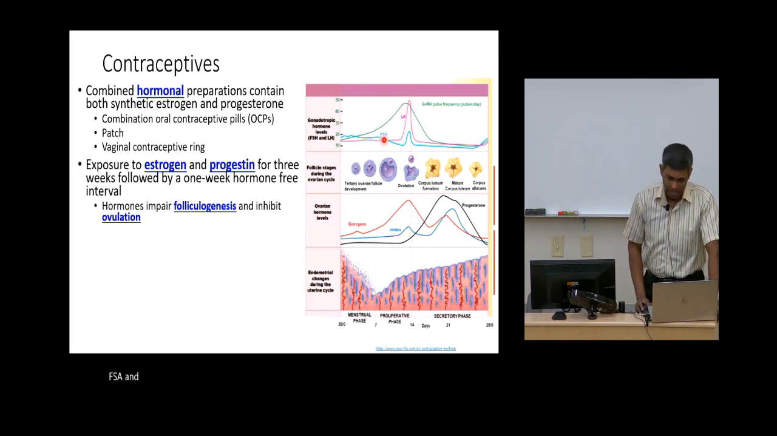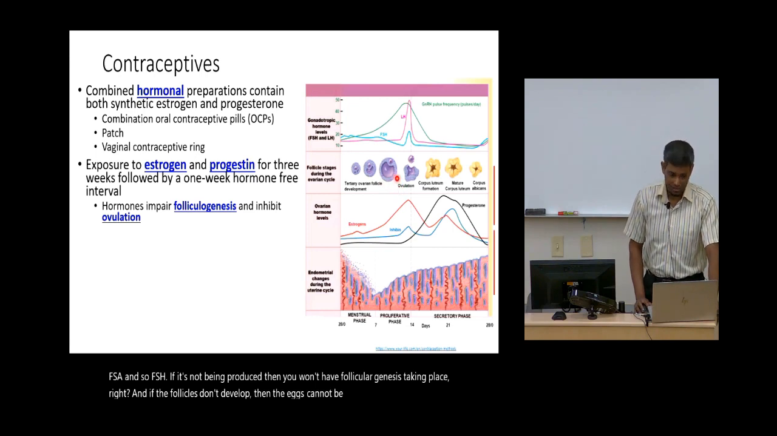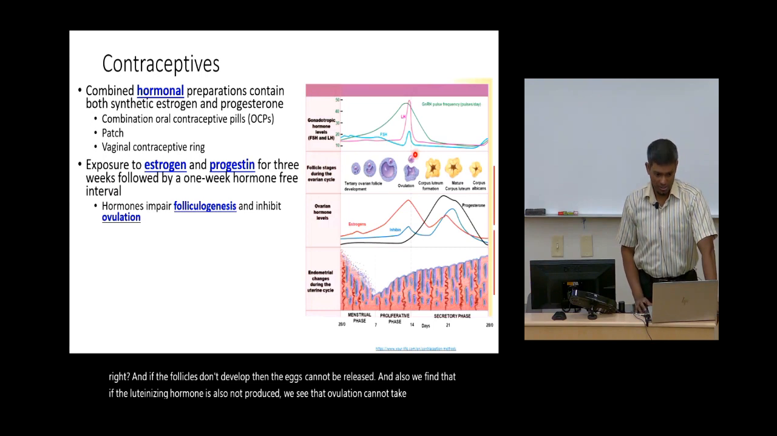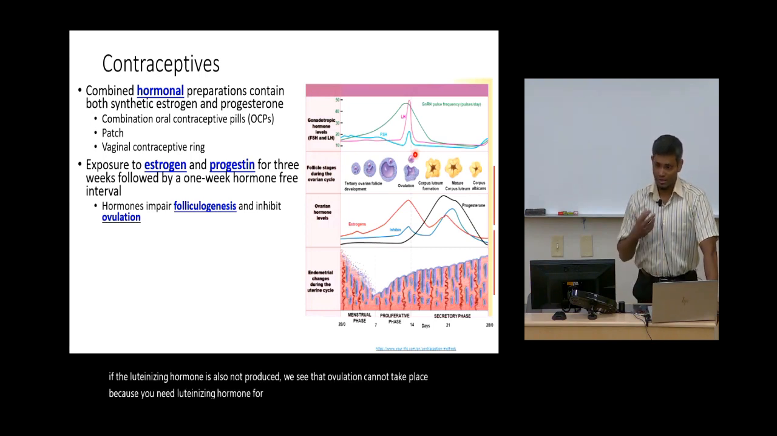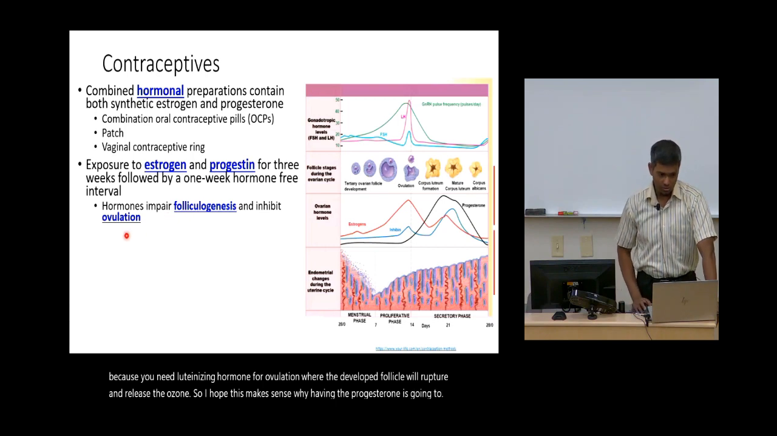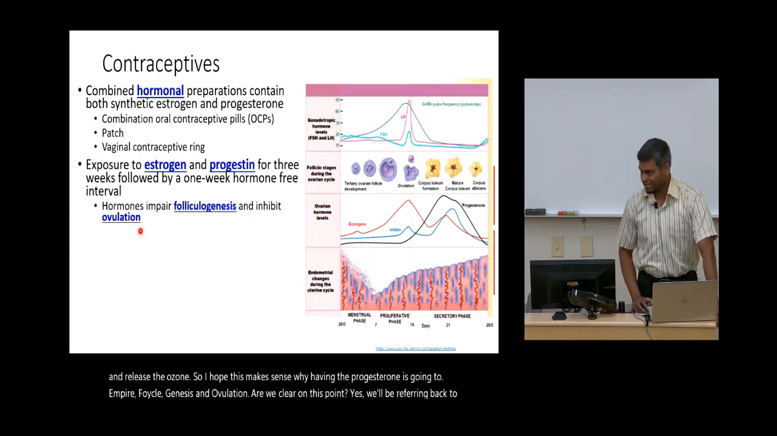FSH and LH, right? So if FSH is not being produced, then you won't have folliculogenesis taking place, and if the follicles don't develop, then the eggs cannot be released. And if the luteinizing hormone is also not produced, ovulation cannot take place because you need luteinizing hormone for ovulation, where the developed follicle will rupture and release the oocyte. So I hope this makes sense why progesterone is going to impair folliculogenesis and ovulation. Are we clear on this point? Yes. We'll be referring back to this repeatedly.